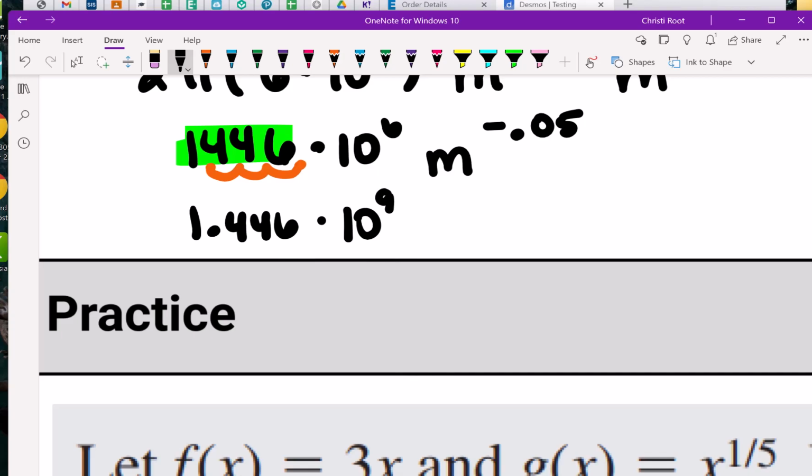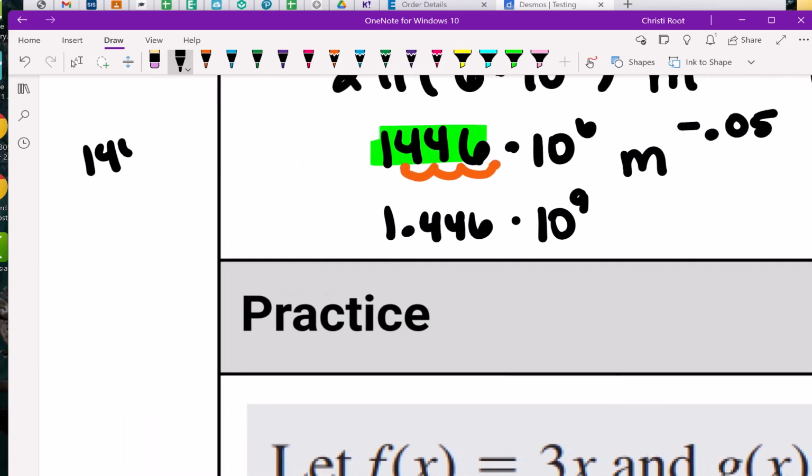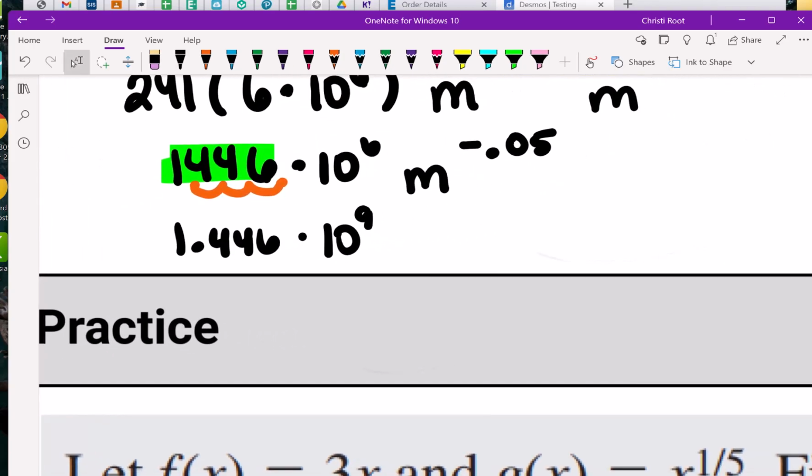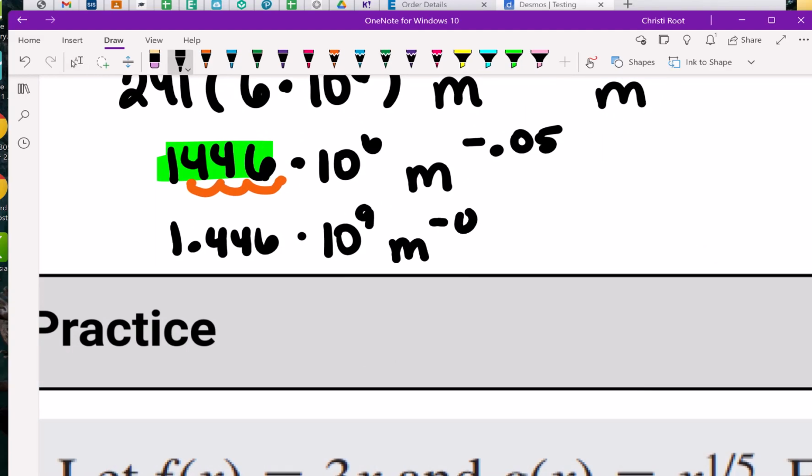Now, the reason why I did that is because 1,446 is 1.446 times 10 to the power of 3. Because it's times 1,000, because I moved the decimal 3 places, and that's 1,000. So 10 to the 3rd power times 10 to the 6th power is 10 to the power of 9. So that's why you do it, but that's going to be your final answer.